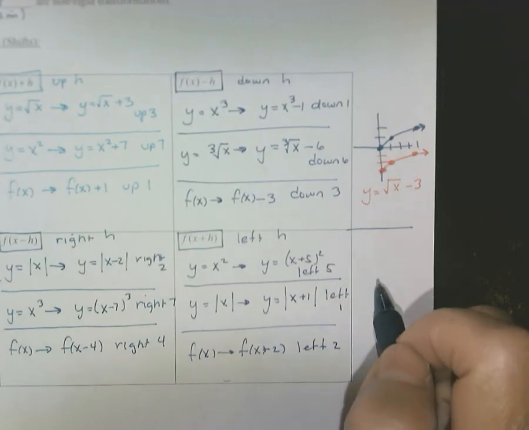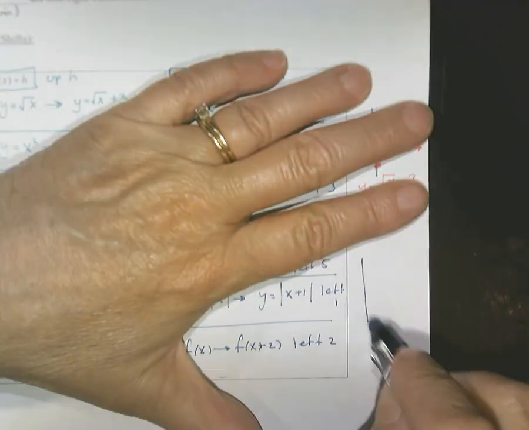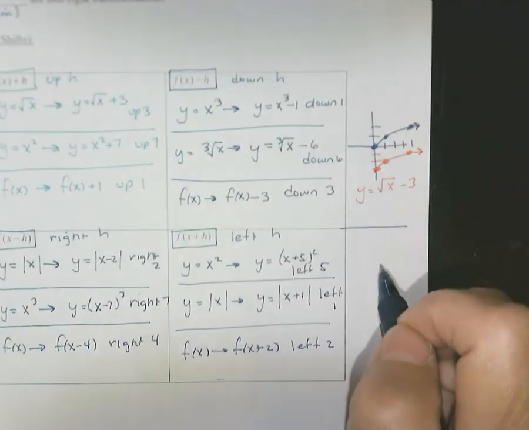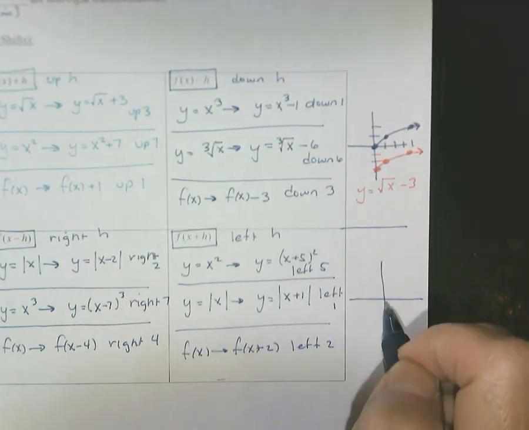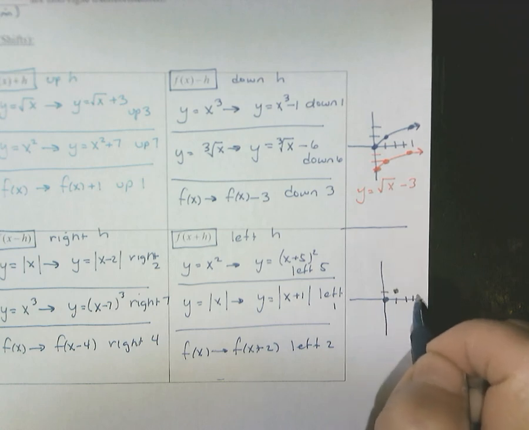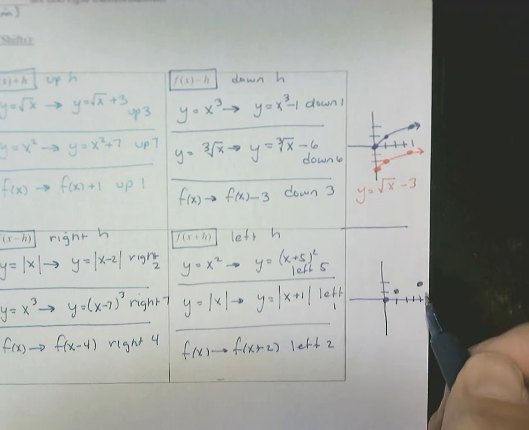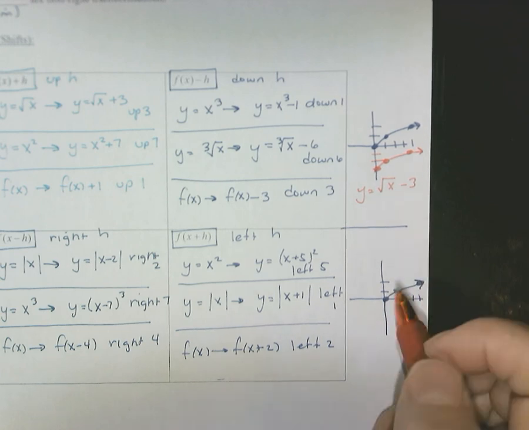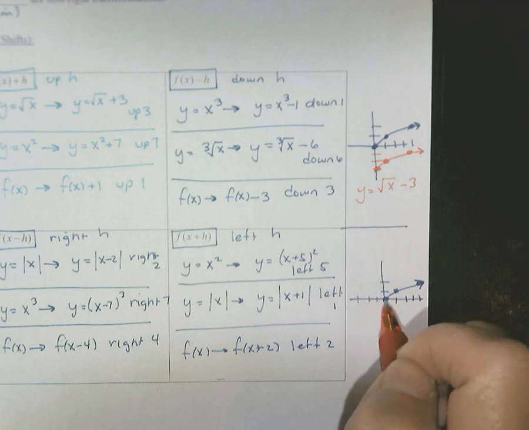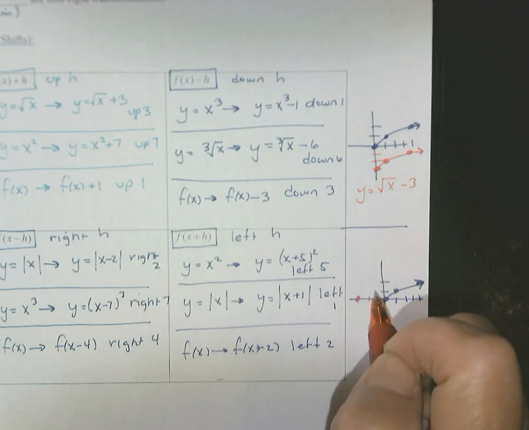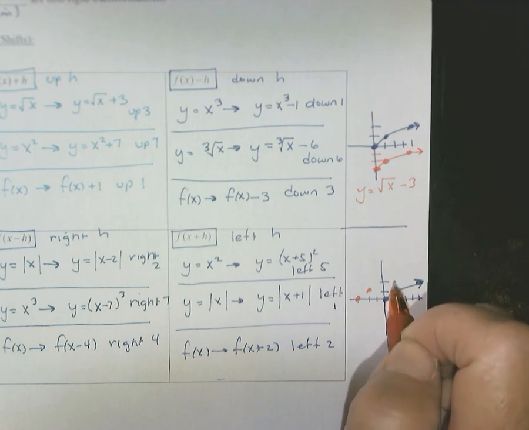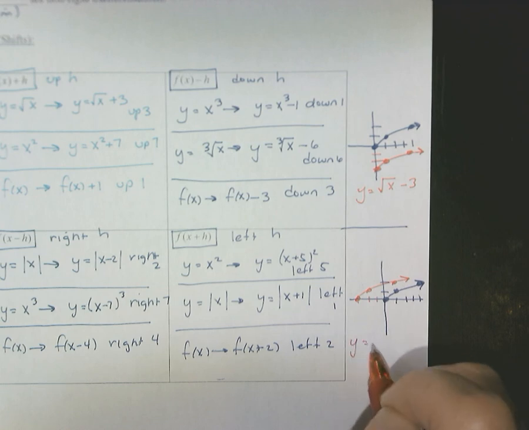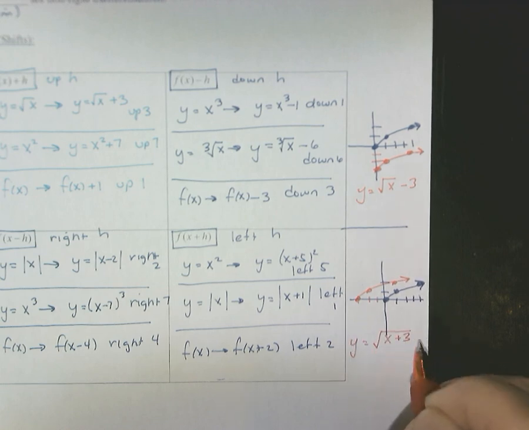So if I graph it, once again I start, I'm not going to have room if I start there. 0, 0, 1, 1, 4, 2, and there's my square root of x. If I take this and move left 3, I move this point left 3, move this point left 3, and I move this point left 3. This is my transformed graph. This would be y equals the square root of x plus 3.